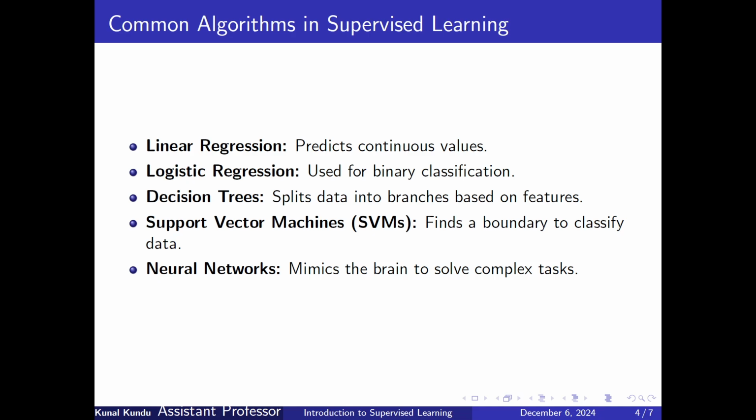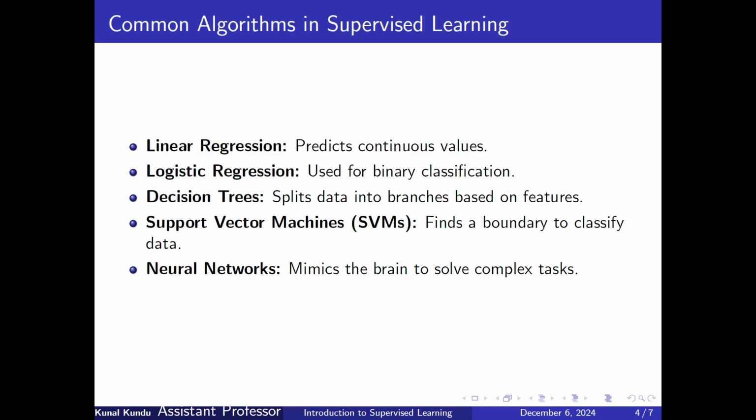So, what are the common algorithms used in supervised learning? There are several algorithms commonly used in supervised learning, each suited to different types of problems. Linear regression predicts continuous values like house prices. Logistic regression is used for binary classification, like predicting whether an email is spam or not.